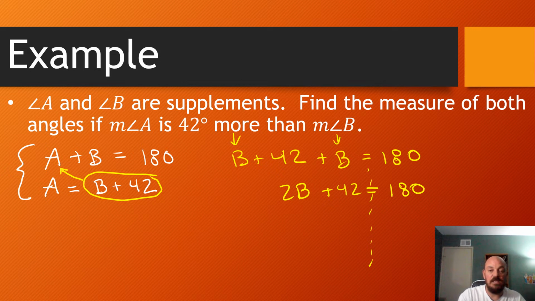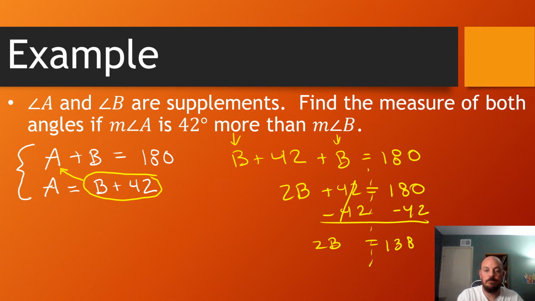Okay, I want to solve for B. The next thing I would do is subtract 42 to cancel out the plus 42. That leaves just 2B here. 180 minus 42 would be 138. And then we'll divide by 2 to cancel out that 2, and we'll have solved for B. So B equals 138 divided by 2. That would be 69 degrees.